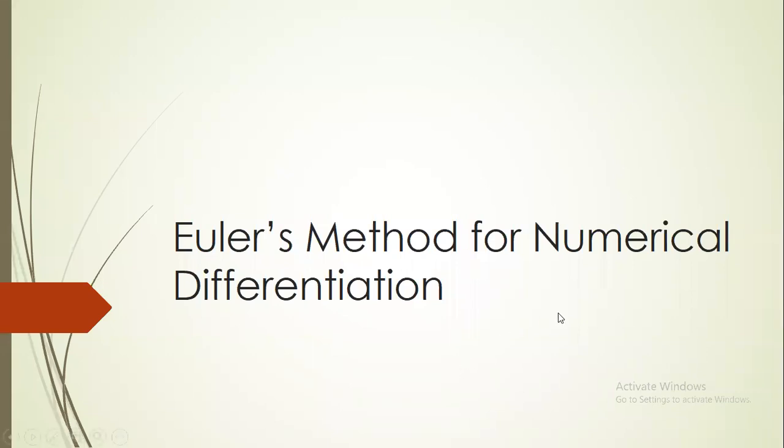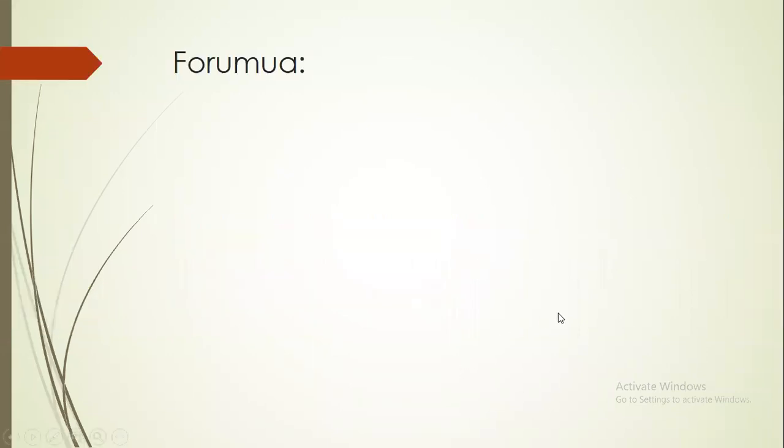We use Euler's method for numerical differentiation. How does the formula look? The formula is dy by dx is equal to f of x, y. Now, what is this actually, students? I have an ordinary differential equation. I will write the derivative part on the left hand side and the other parts on the right hand side, and I will say dy by dx is equal to f of x, y.